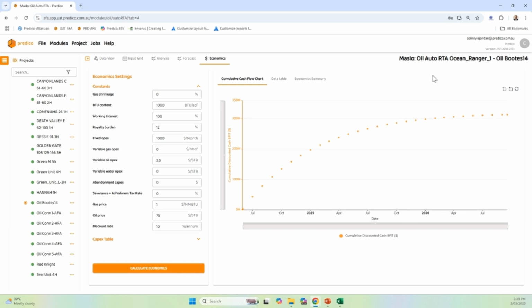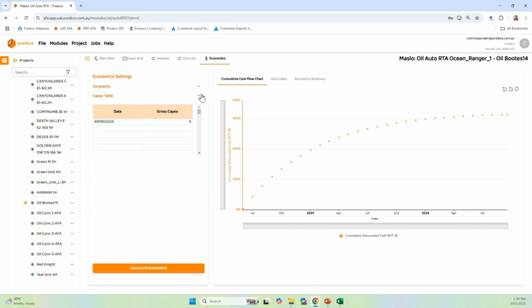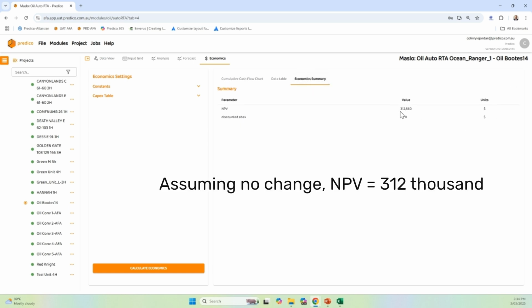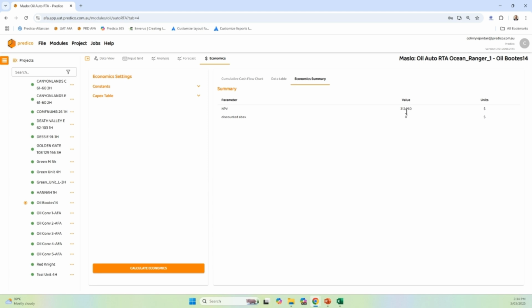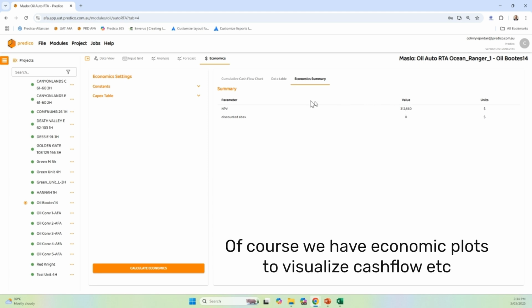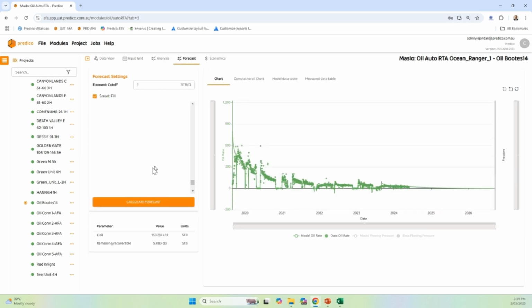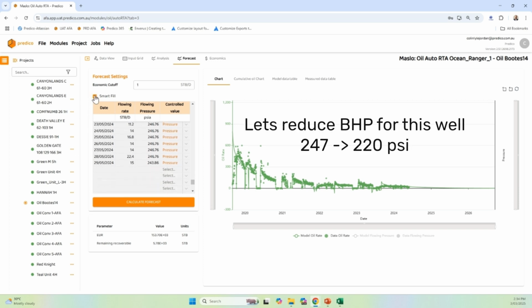Currently, if we just leave things as is, we have our basic operating costs in here. We don't have any capex going forward. We get an economic value of approximately $312,000 after OPEX. You can see our cash flow, etc. But what if I could bring that pressure down a bit?